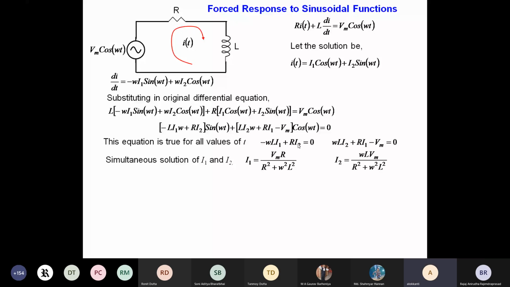Sir, instead of taking I1, I2 and the two functions, can we just take I sine omega t plus phi, or I cos omega t plus phi? That also you can try. That will basically lead to a sine and cos term. Basically, we are trying to find that phi. Eventually a phi will come.